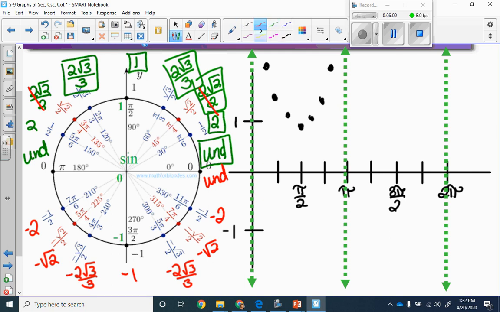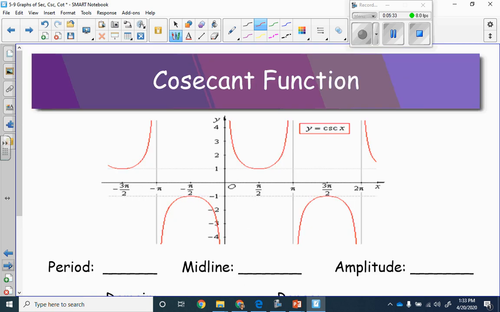When I plot these points, you're at about -2, and then we're at negative square root of 2, and then we're at negative 2 square roots of 3 over 3, then we're at -1, and then it starts going right back to those values. And this graph that we get has these little parabola shapes to it. Okay, so it's broken up. So I'm going to go into what the cosecant function looks like.